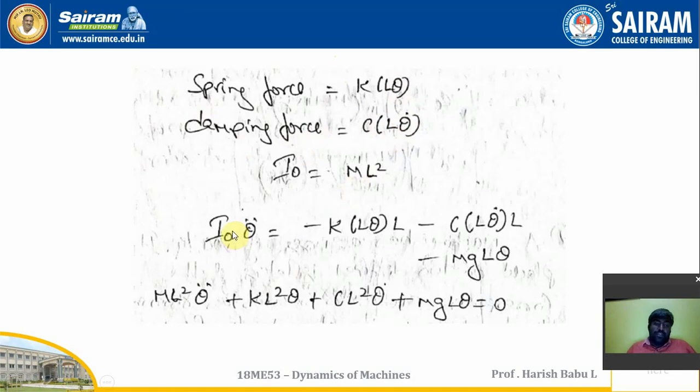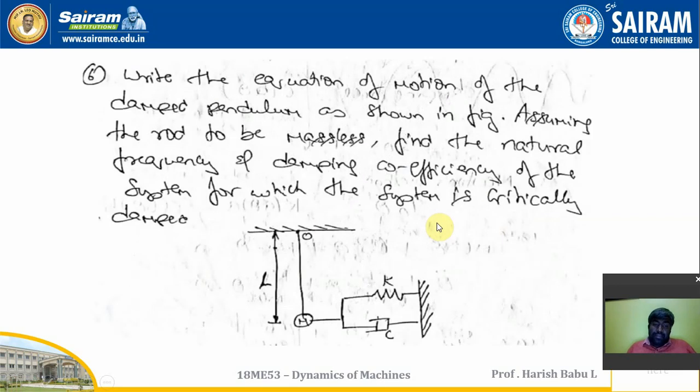So as per Newton's method, I naught theta double dot will be equal to KL theta, which is going in the anticlockwise direction, so I want to take it as minus, and the perpendicular distance is L. Similarly, CL theta dot, so again we're going to get minus. Since there is a mass, the mg will be acting downwards.